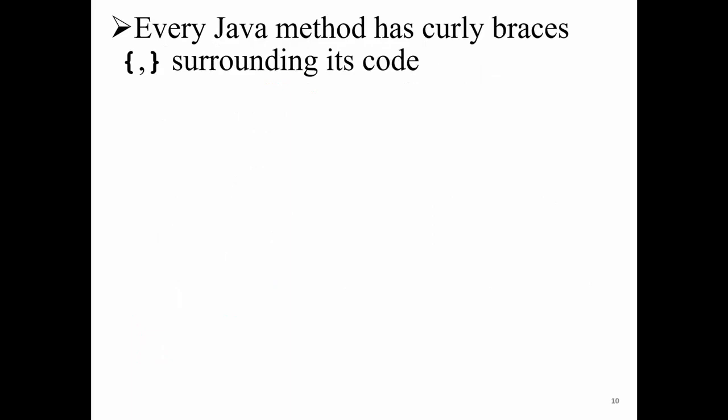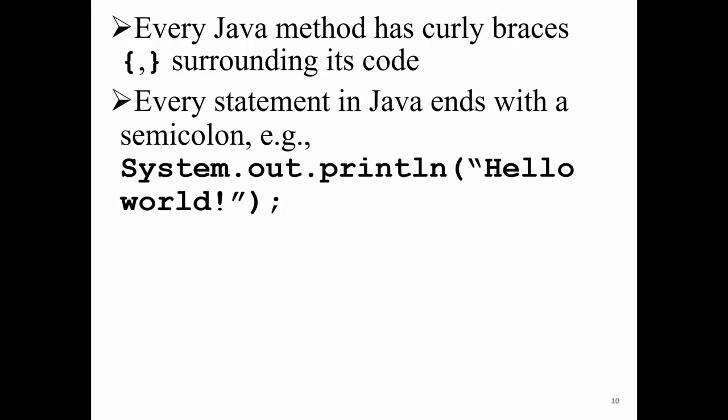Now, every Java method starts with a curly brace and ends with one, so you have to open it and end it. If you forget the end, the compiler will reject compiling your code. This is one of the compiler errors you can catch during compile time. If you forget one of the braces, it will stop compiling and you have to correct this.